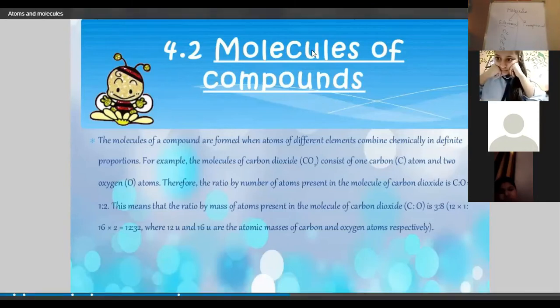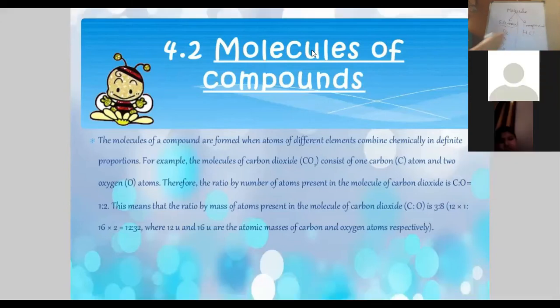If two or more atoms of different elements get combined, they will form the molecule of a compound. Like here we are having HCl, H2SO4, CH3COOH, and so many. They will be called molecules of a compound.